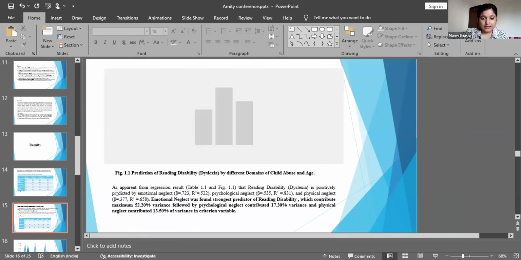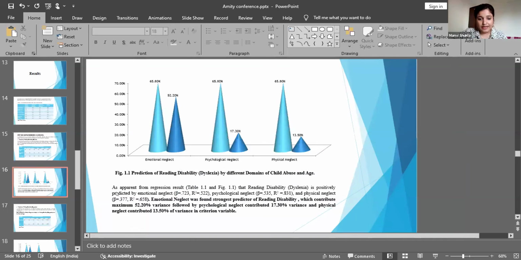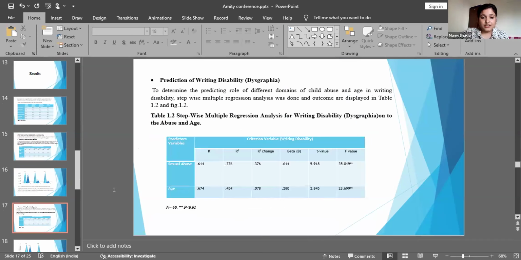Prediction of reading disability. It is clear from the graph that emotional neglect was found to be a strong predictor of reading disability, which contributed maximum 52.2% variance, followed by psychological neglect, which contributed 17.3% variance, and physical neglect, which contributed 13.5% of variance in criterion variable.